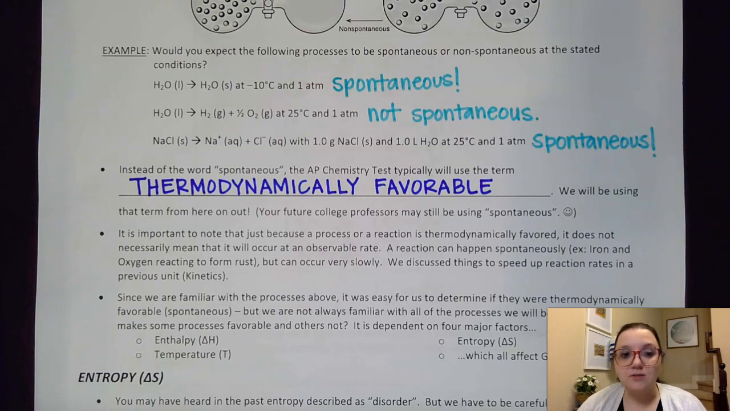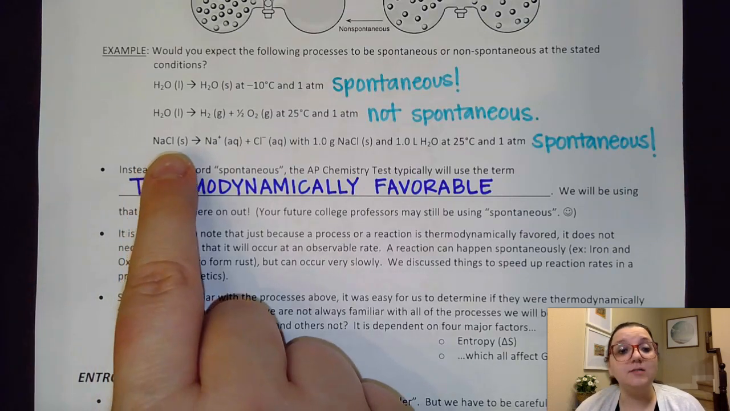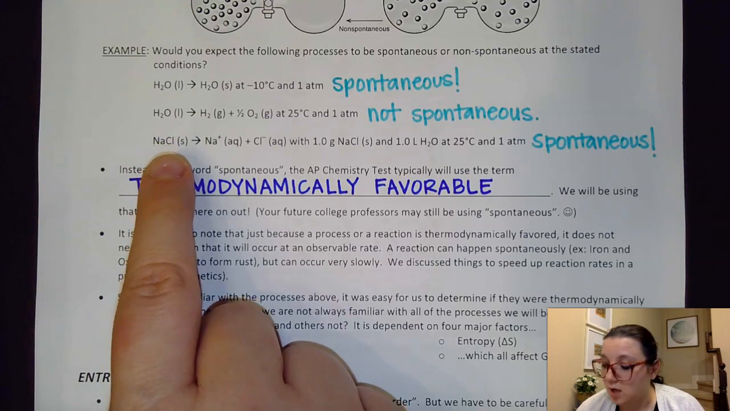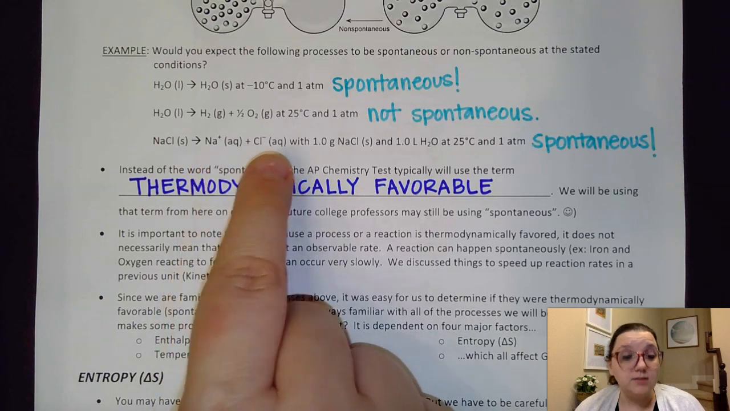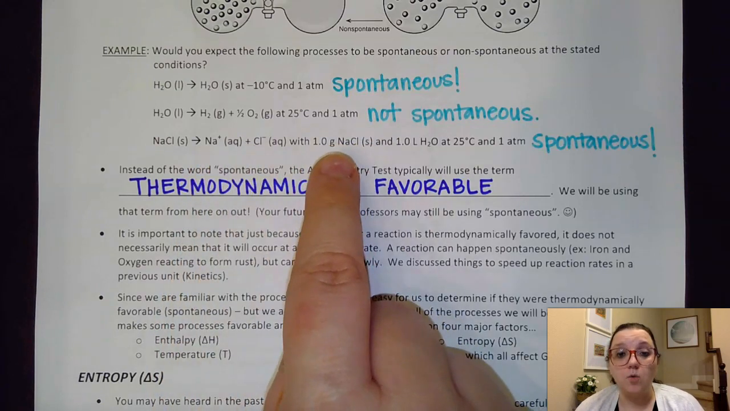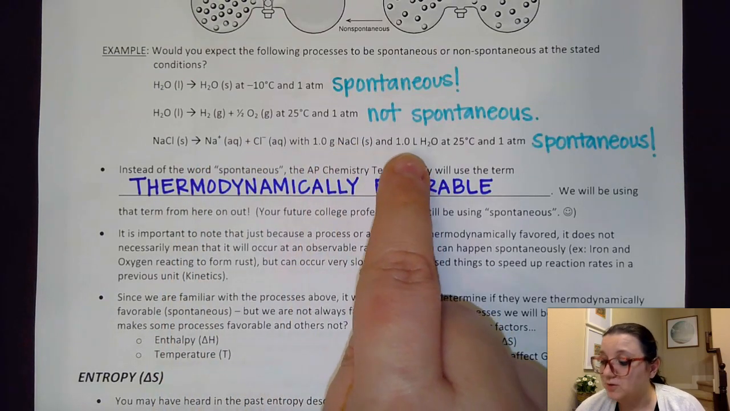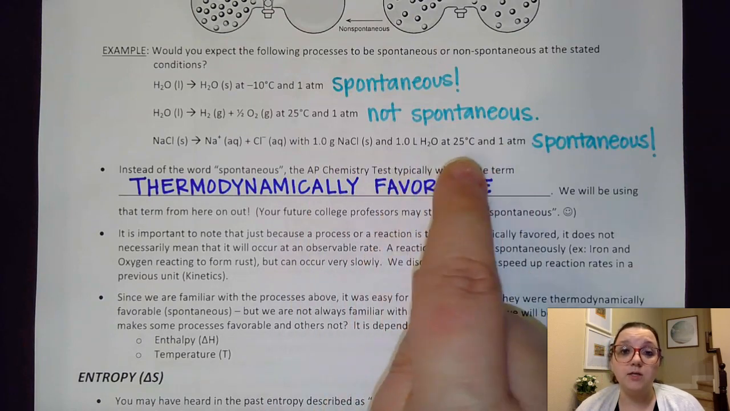So now let's look at the last one here. We have NaCl, table salt, sodium chloride as a solid that is splitting up into ions that are aqueous, so dissolved. If I put 1 gram of table salt into an entire liter of water at room conditions.